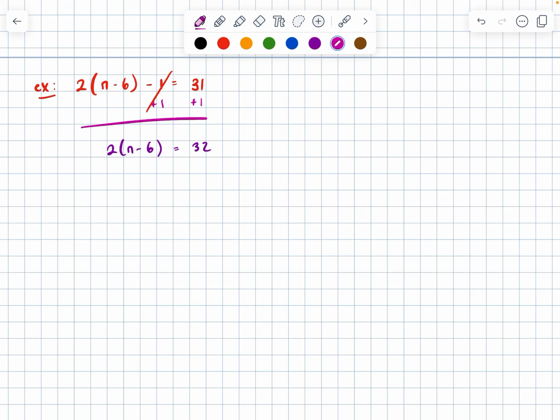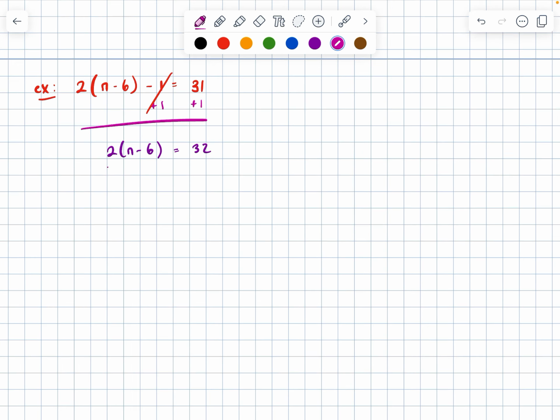And then from here, same idea as before. If I wanted to, I could distribute, but in this case, it actually saves me a little bit of work to just divide both sides by 2. But if you wanted to, you could absolutely distribute. There's nothing wrong with that, still a totally fine choice. I'm gonna choose to divide both sides by 2 here.